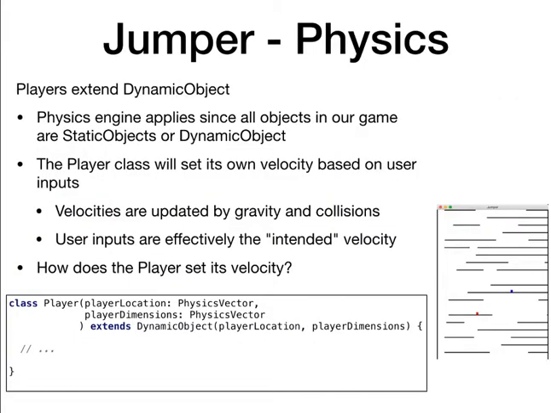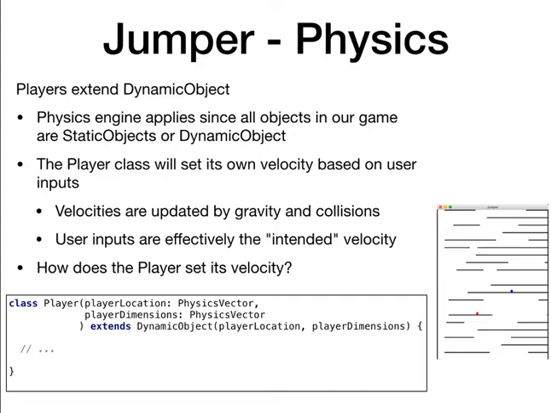The player is going to extend dynamic object. So the player is a dynamic object. It, of course, can move around. It can have a velocity and move around according to our physics engine. So player extends dynamic object. Walls and platforms extend static object. So everything that is in our game is represented in our physics engine. It can work with our physics engine. So since every object is working with our physics, we're already done with the physics of this game.